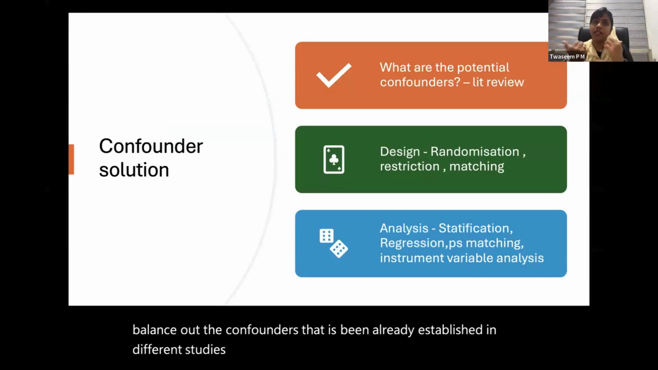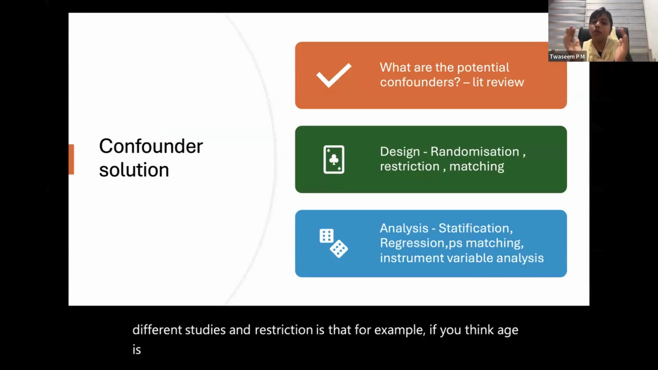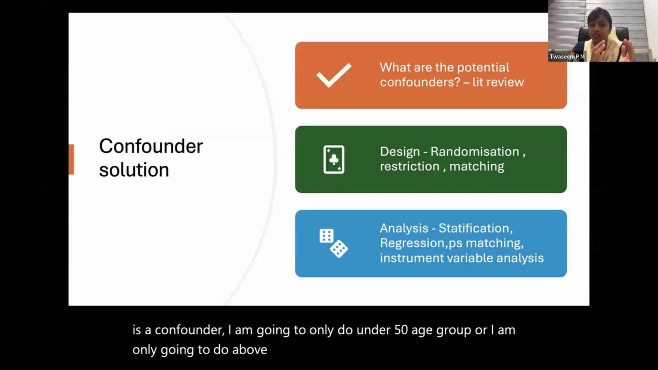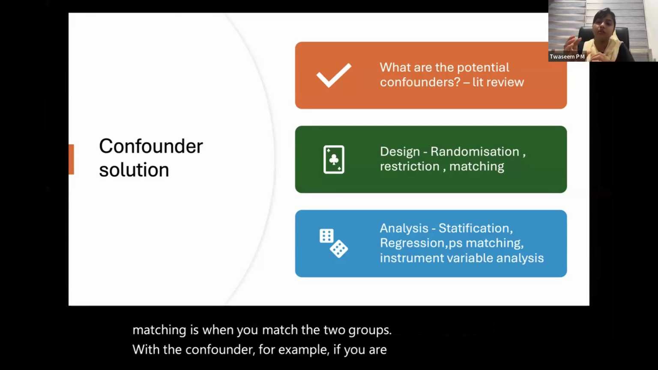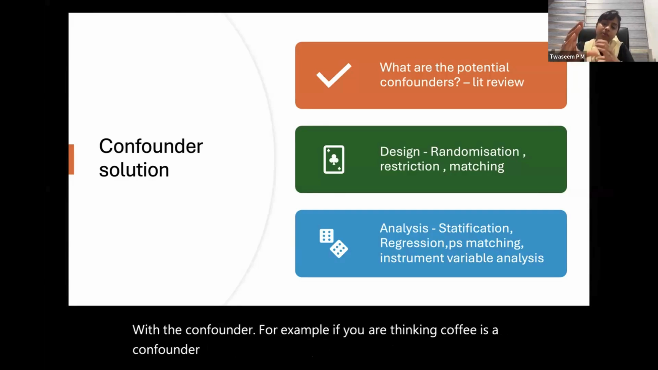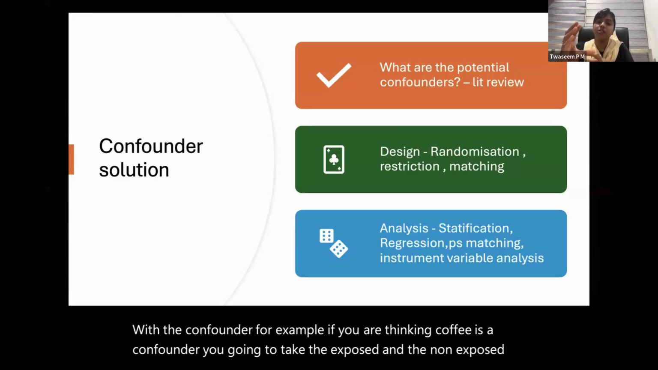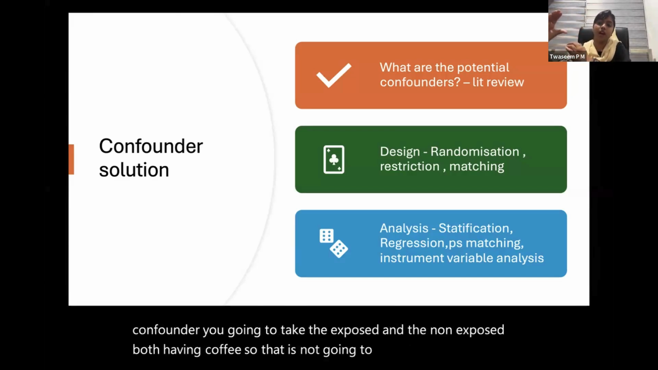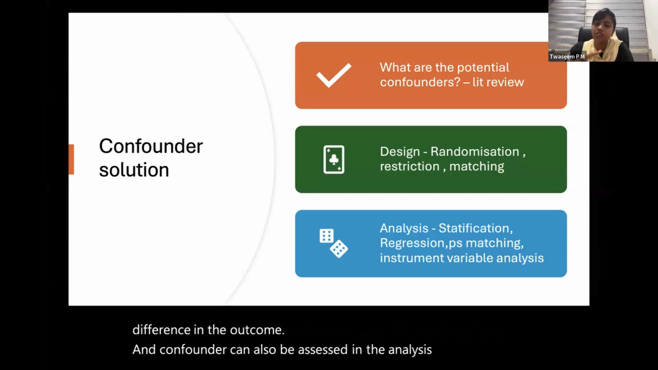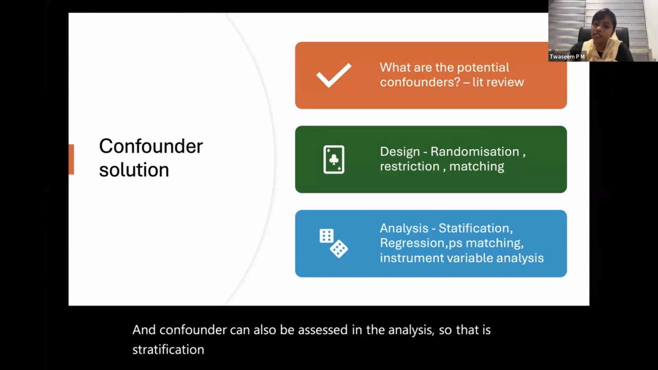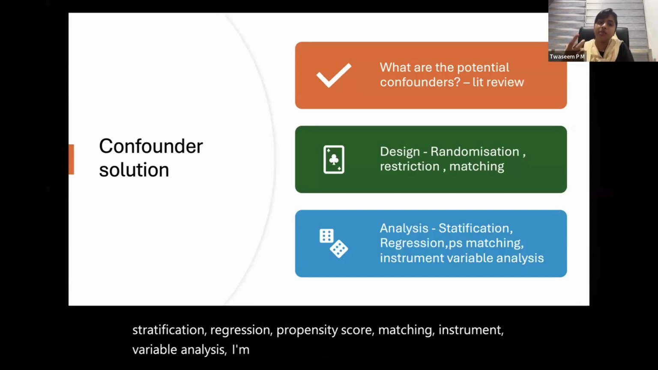And restriction is, for example, if you think age is a confounder, I'm going to only do the under 50 age group, or I'm only going to do the above 50 age group. And matching is when you match the two groups on the confounder. For example, if coffee is a confounder, you take the exposed and the non-exposed both having coffee, so that is not going to make a difference in the outcome. A confounder can also be addressed in the analysis. That is stratification, regression, propensity score matching, instrumental variable analysis. I'm not going to detail these because it's a bit too statistical and the time is quite limited.